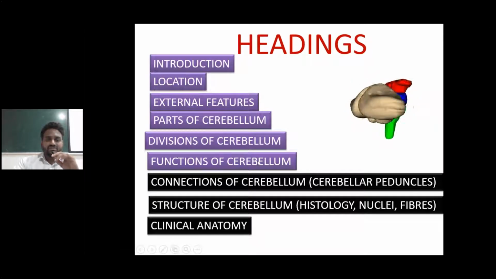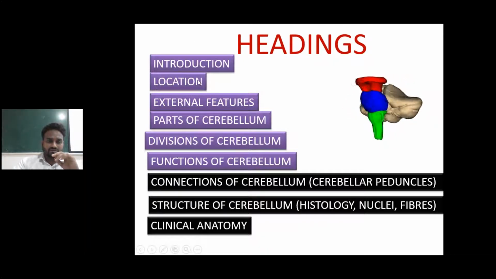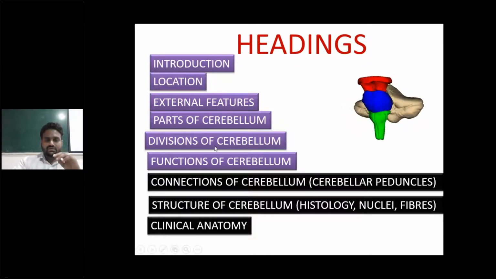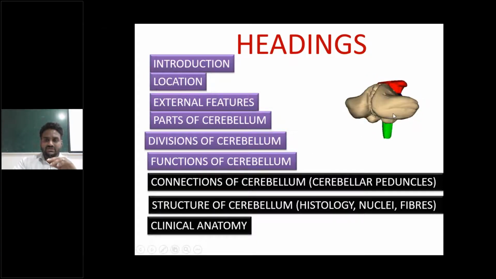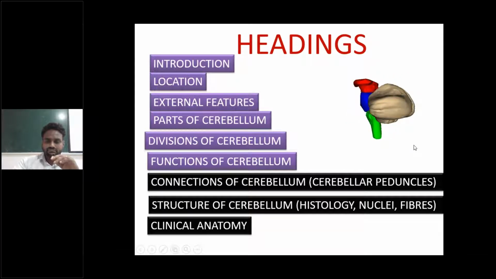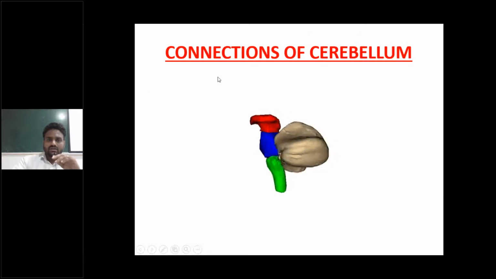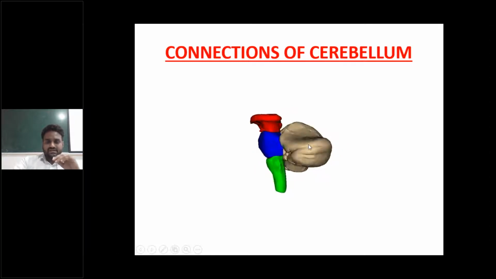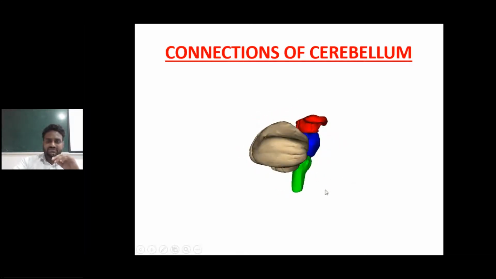So we completed up to functions of cerebellum: introduction, location, external features, parts of cerebellum, divisions of cerebellum, and the functions of cerebellum. Up to here we completed. And today we are going to study the connections of cerebellum, structure of cerebellum, and the clinical anatomy of cerebellum. So first we see the connections of cerebellum.